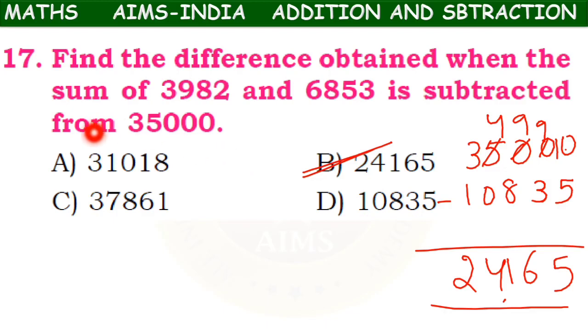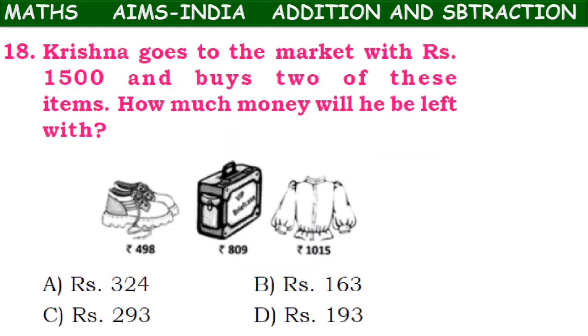24,165. Clear? Read the question carefully. First the sum is to be found out, and then it is to be subtracted from 35,000.